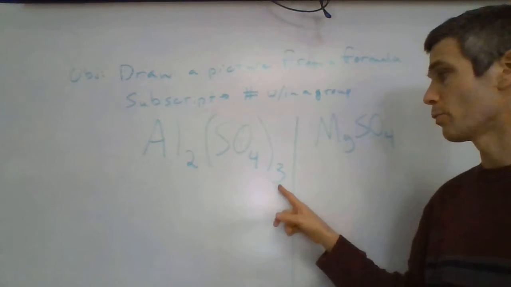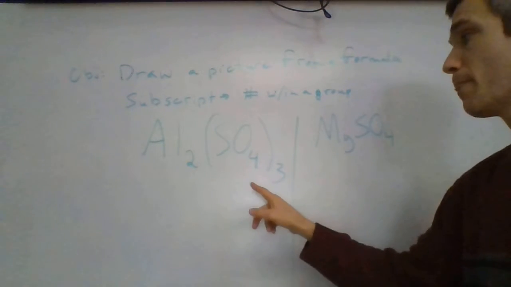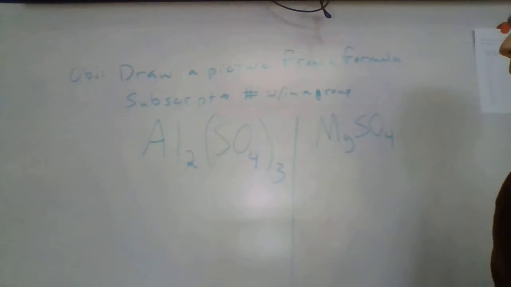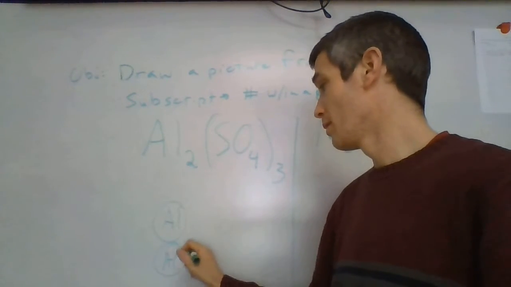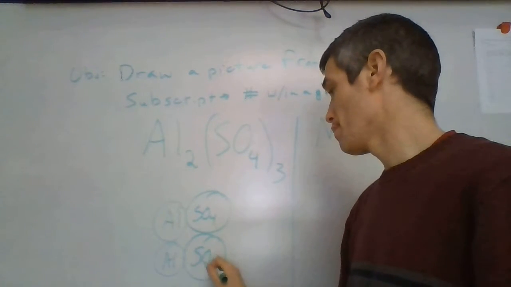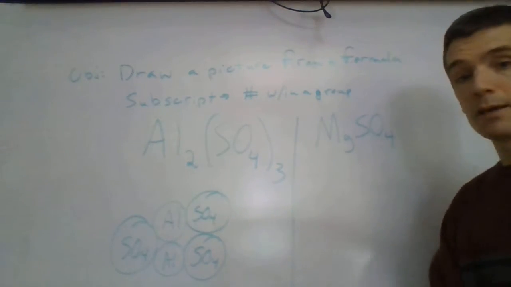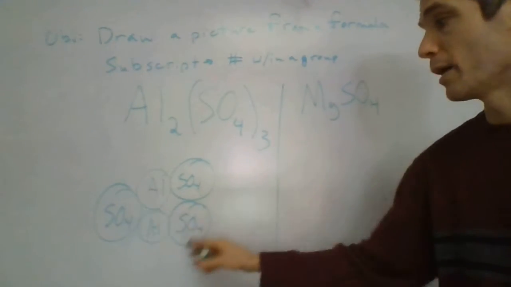I've got 2 more up here. I've got aluminum sulfate, Al2(SO4)3, and I've got magnesium sulfate, MgSO4. Now, sulfate is a polyatomic ion, the SO4. I've got 3 of them here, and I've got 1 of them in this molecule or compound. Now to draw this, I'm going to have 2 Als and 3 SO4s, 1, 2, and then 3 SO4s.